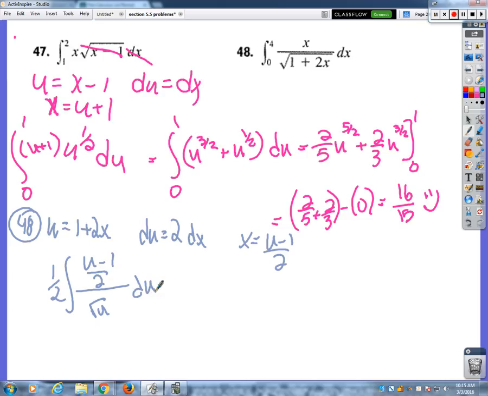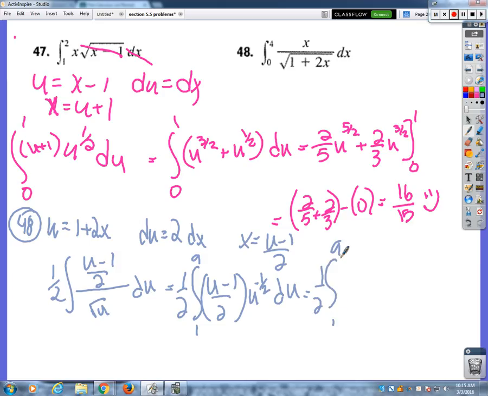I didn't know what to do with that. Why don't you just move it up? Sure. So let's move that up as u to the negative 1/2. Can we get the limits of integration in there real quick? 9 and 1. Okay, so now we're going to distribute the u to the negative 1/2.